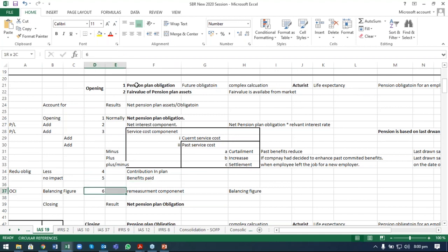Last thing is the remeasurement component, and you always know this remeasurement component is actually a balancing figure that should be accounted for.